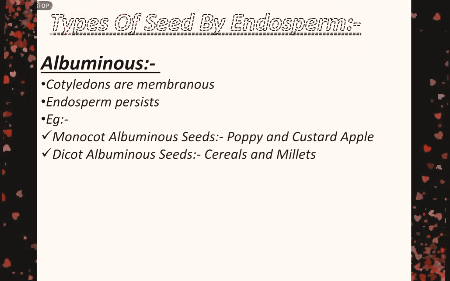Types of seeds by endosperm. Albuminous: cotyledons are membranous, and endosperm persists. That's why we call it albuminous, right? Examples: monocot albuminous seeds are poppy and custard apple, and dicot albuminous seeds are cereals and millets.